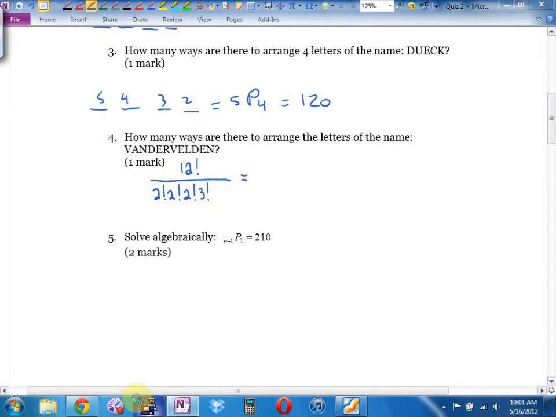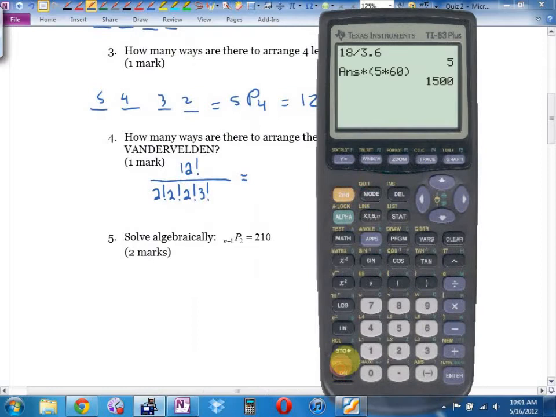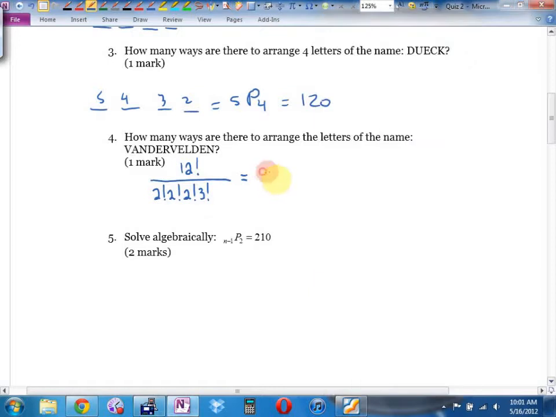Now on my calculator, I'm not going to type all that in. I'm going to go 12 factorial divided by, and I'm going to evaluate the small factorials in my head. That's 2 times 2 times 2 times 6. In fact, you could have gone 2 cubed times 6 if you're really lazy. Anyways, you get 9,979,200. Just about 10 million ways to mix up Mr. van der Velden's last name. Not quite.